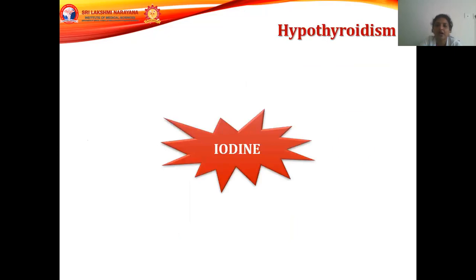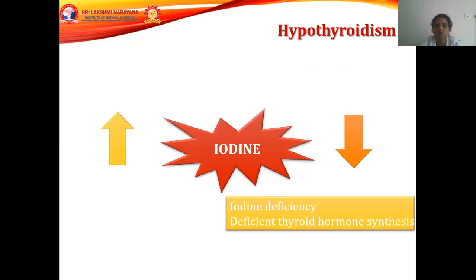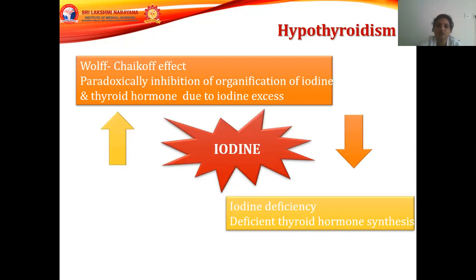So when iodine levels are less, it will lead to iodine deficiency and defective or deficient production of the thyroid hormone. When iodine levels are more, it can be because of the Wolff-Chaikoff effect or paradoxical inhibition of organification of iodine and thyroid hormone due to the excess of iodine which is present.